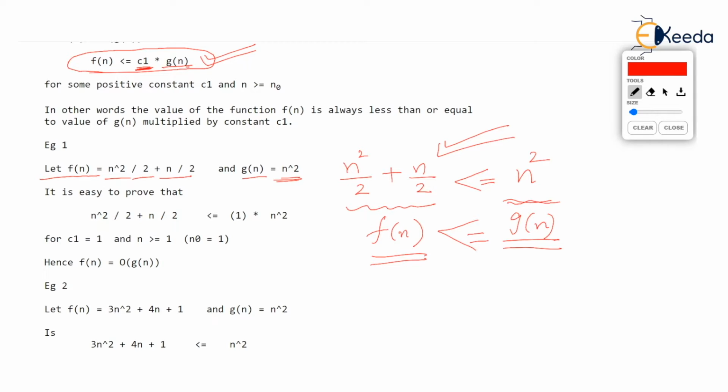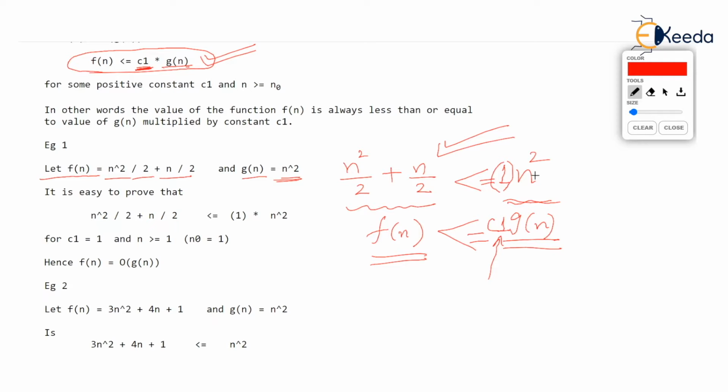But in the definition, we are asked to multiply gn with some constant. Check this constant. We need some constant here, and you will agree one constant, 1, is enough. I mean, we just don't have to make this gn bigger so that it becomes bigger than fn. Fn is already smaller than gn. With constant c1, it is enough.